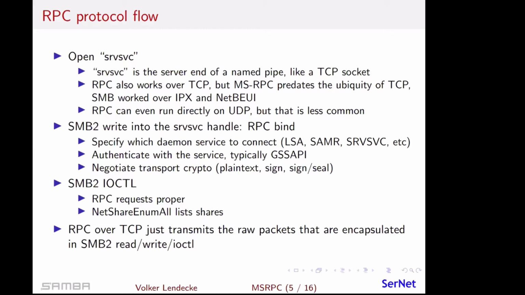So the SMB2 write that we saw is the RPC bind, which says, okay, I really want to talk to the RPC service that lists shares. I want to talk to the RPC servers that list users or translate names to users and so on. And with this packet, we typically also authenticate and we negotiate all sorts of crypto. The next requests then are pure request response, and they are transmitted via SMB2 IO controls, but that's just an implementation artifact. And then the real meat is the NetShareEnum request that will then list shares.